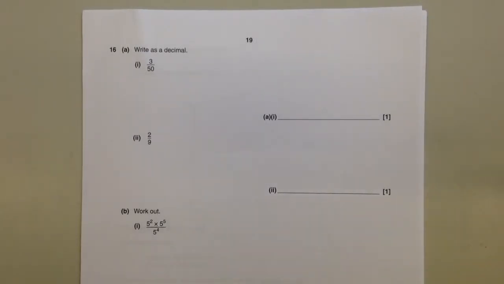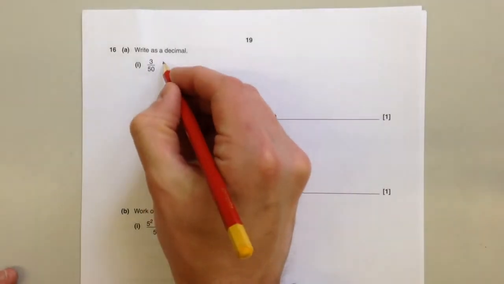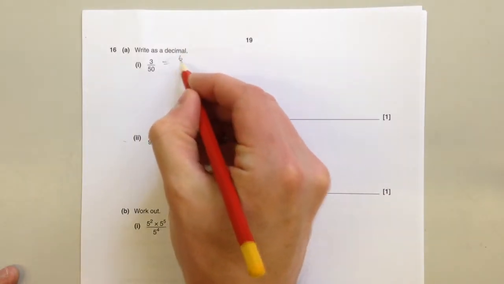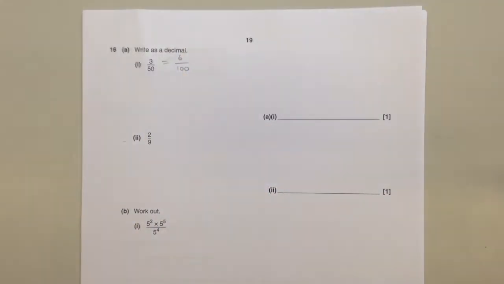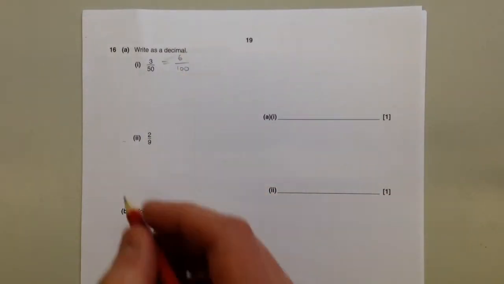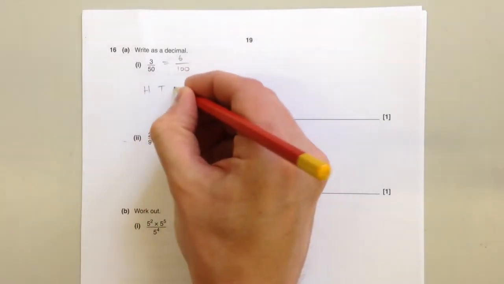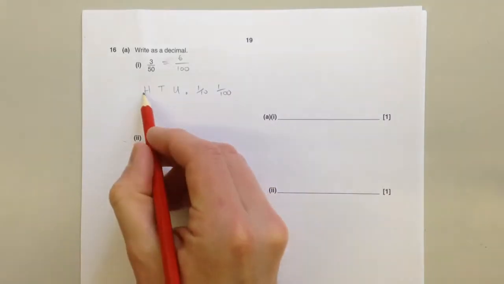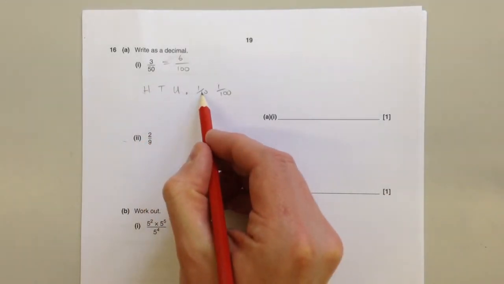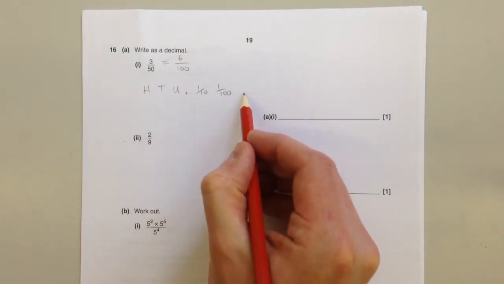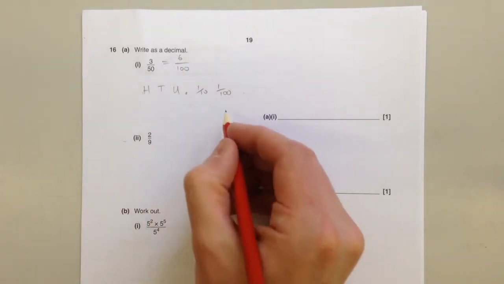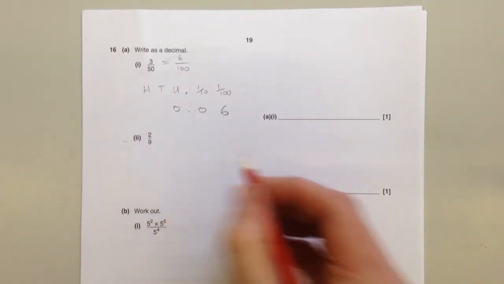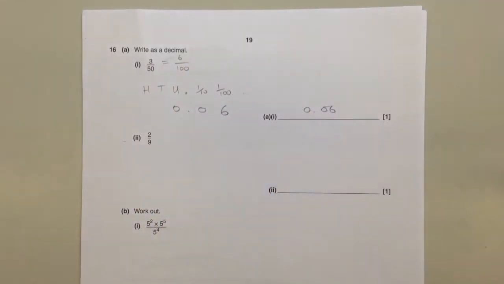In question 16 part A, we need to turn some fractions into decimals. 3 over 50, if you double the numerator and denominator, you get 6 over 100. So this fraction is the same. And then if you remember from place value what all the different columns stand for: hundredths, tenths, units, tenths, hundredths, thousandths, and so on, we have 6 hundredths, which is the same as 0.06.